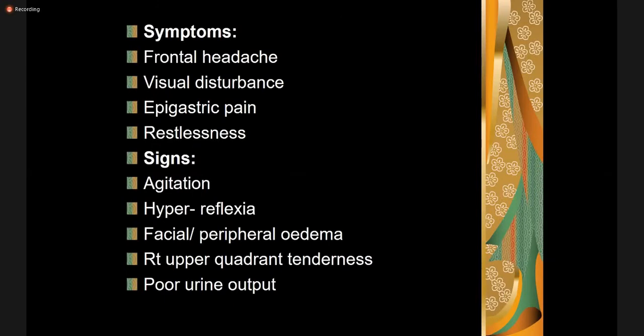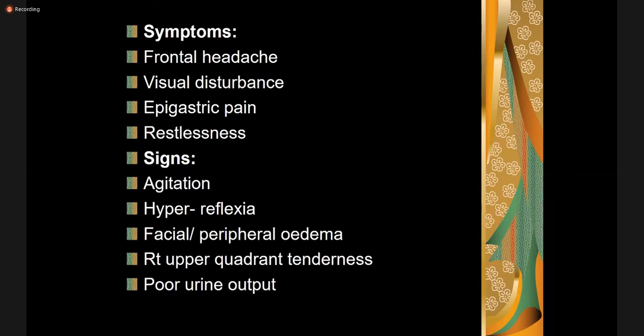Symptoms: frontal headache. The patient may be complaining of visual disturbances, headache, epigastric pain, restlessness, or in case of severe preeclampsia or eclampsia, there may be signs of agitation, hyperreflexia, facial or peripheral edema. You might find that previously the patient was normal. Even the patient will tell you, I'm having swelling of the feet, I'm having swelling of the face. Whenever I get up in the morning, everybody notices swelling on the face. Right upper quadrant tenderness, that is on the liver side, and poor urine output.